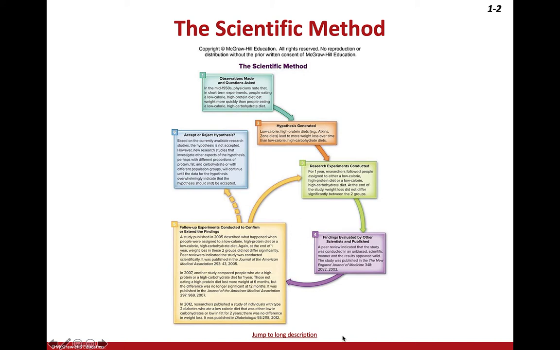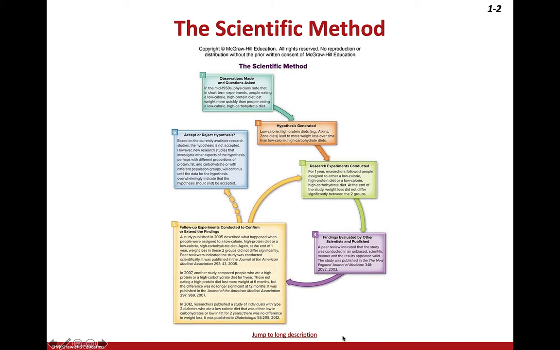Now, this particular diagram here is basically showing the steps that this textbook and authors are considering as the scientific method. So let's go through them really quickly. The first is observation made and questions asked. Then there's hypothesis generation, then research experiments conducted, findings evaluated by other scientists and published, follow-up experiments conducted to confirm or extend the findings, accept or reject the hypothesis. So that's generally how this textbook is approaching the scientific method.